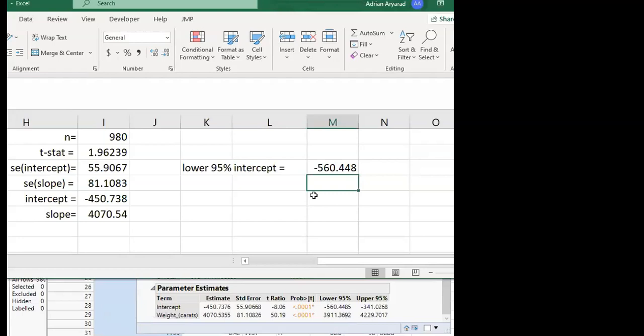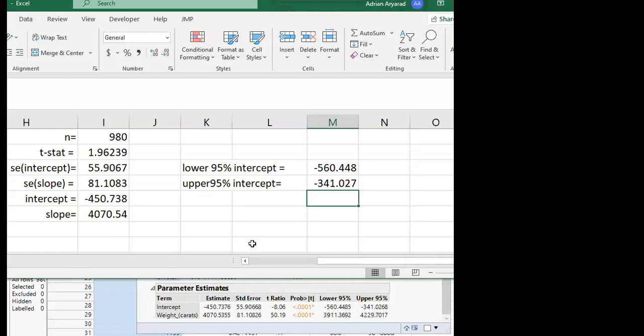Negative 560. Do you see that? What's the upper 95% of the intercept equal to? Again, same formula, just this time with a plus. So it's the intercept itself plus the t-stat multiplied by the SE. Oh, I made a mistake here. I have to put the intercept itself, plus the SE of the intercept multiplied by the t. T is 1.96. Negative 341. It's the same number, right?